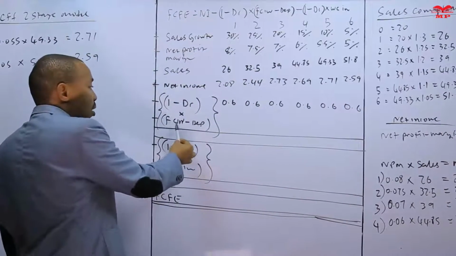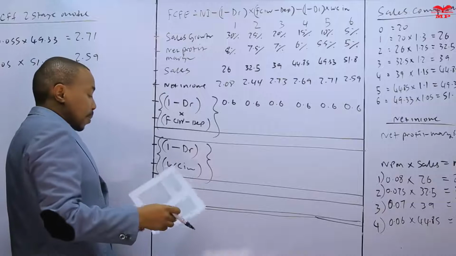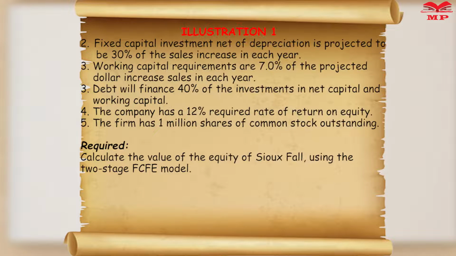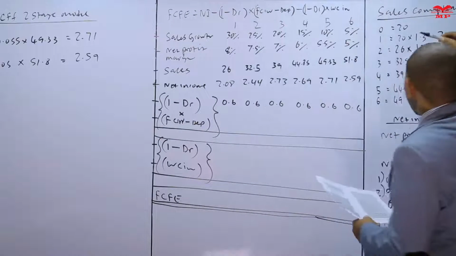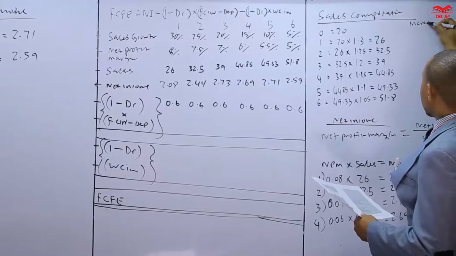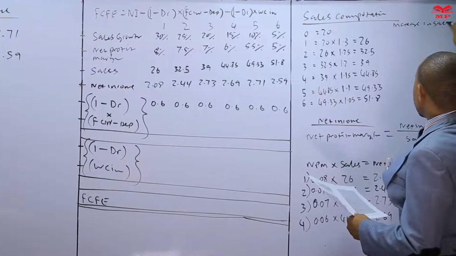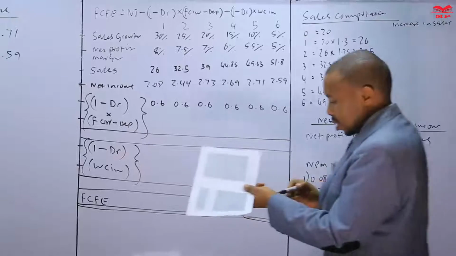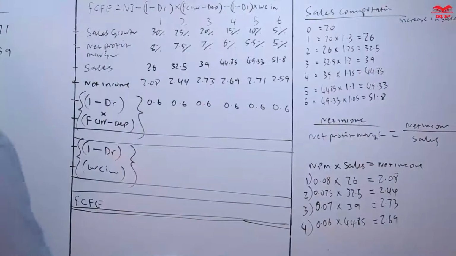Now, we need to get this component of fixed capital investments net of depreciation. If you look at note number 2, or bullet number 2 rather, fixed capital investment net of depreciation is projected to be 30% of the sales increase in each year. So we already have computed the sales. From 20 to 26, we can say the increase in sales. There we can put it just beside the sales computation.